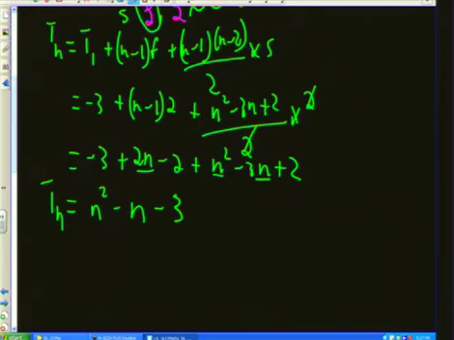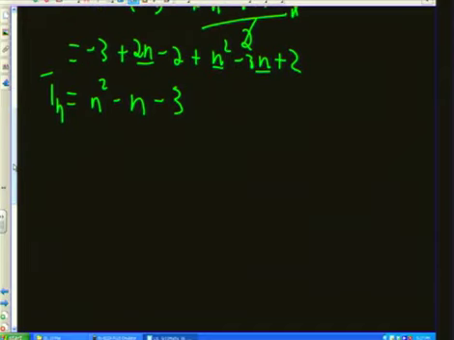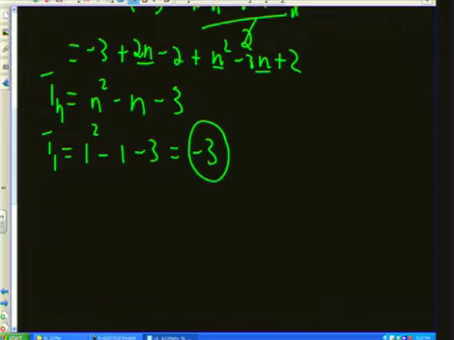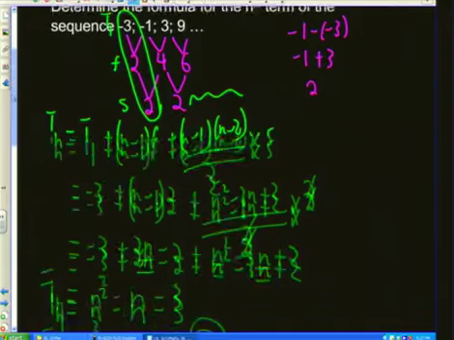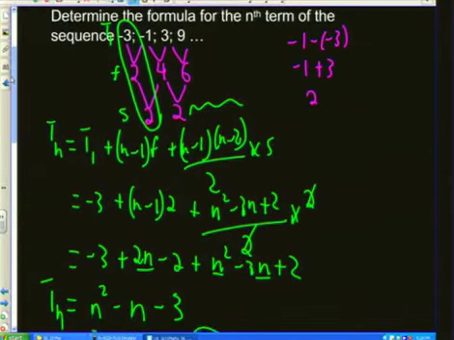So your Tn is n squared minus n minus 3. Now, how do you check if this is correct or not? You say term 1 will be 1 squared minus 1 minus 3, which gives us negative 3. You go and check, your first term is negative 3. Term number 2 is 2 squared minus 2 minus 3, which gives us 4 minus 2, that's 2 minus 3, that's negative 1. Now, if you look at your original sequence, you've got a minus 1 there.